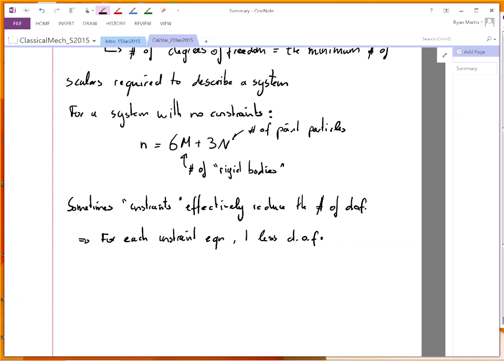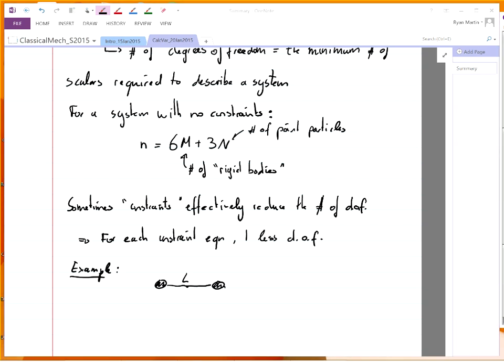So an example of a system with a constraint is if you have, say, two masses that are connected with a massless rigid rod, the unconstrained system of two masses has 3 times 2, so 6 degrees of freedom. However, you can write a constraint equation between the position of the two masses that the distance between them has to always be equal, say, L, the length of the rod.